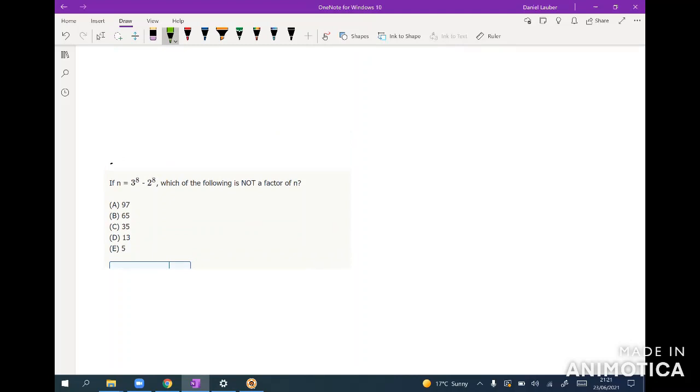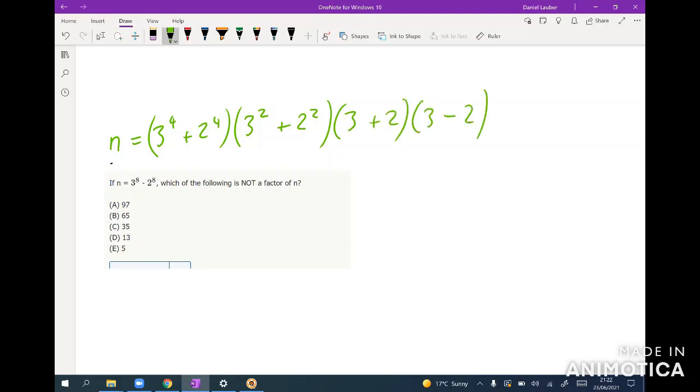Okay, hopefully at this stage you're noticing that this immediately shouts difference of 2 squares. So I'm just going to rewrite this as 3 to the 4 plus 2 to the 4 times 3 to the 4 minus 2 to the 4, which, repeating difference of 2 squares, and then repeating it again, and then the last one. And so what actually is this? This is 1 times 5 times 13 times 81 plus 16, which is 97.